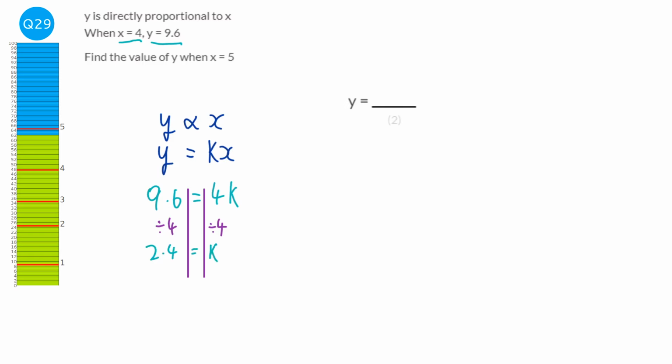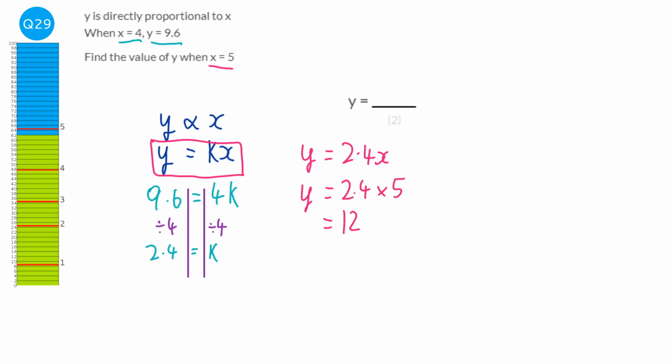And I'm just going to rewrite this equation here, but we know what K is now. We know it's 2.4. And I'm going to find out what y is when x is 5. So y equals 2.4 times 5, which will equal 12. So we know that y is 12.